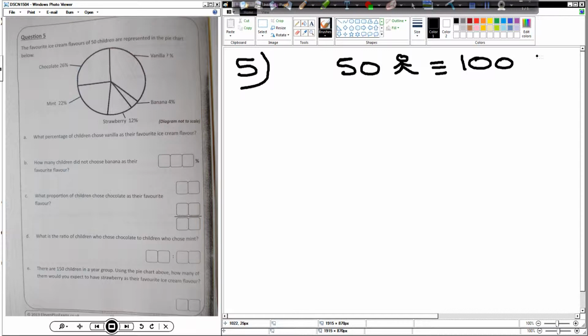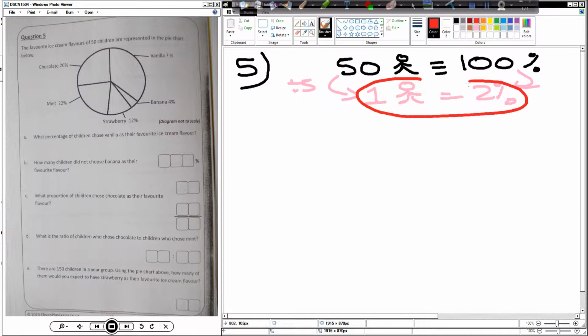100%. So from that information alone, we should be able to work out that each child, so divide that by 50, divide that by 50, for example, to work out what it is. So each child is worth 2%, one child. So that's our key for understanding this question.